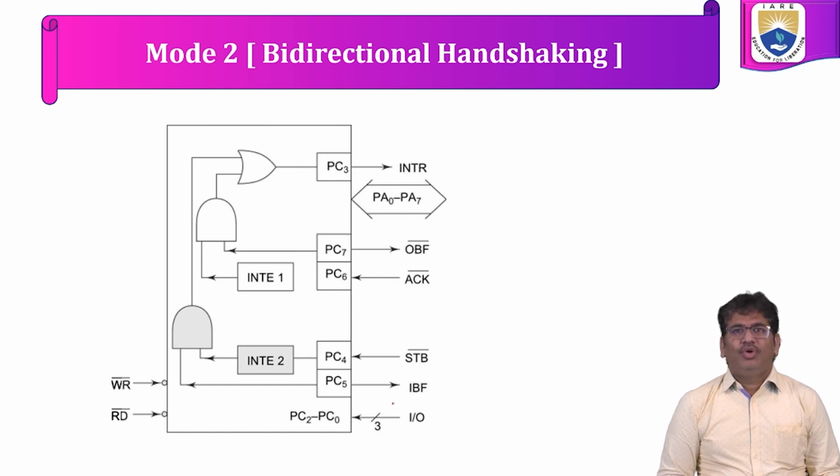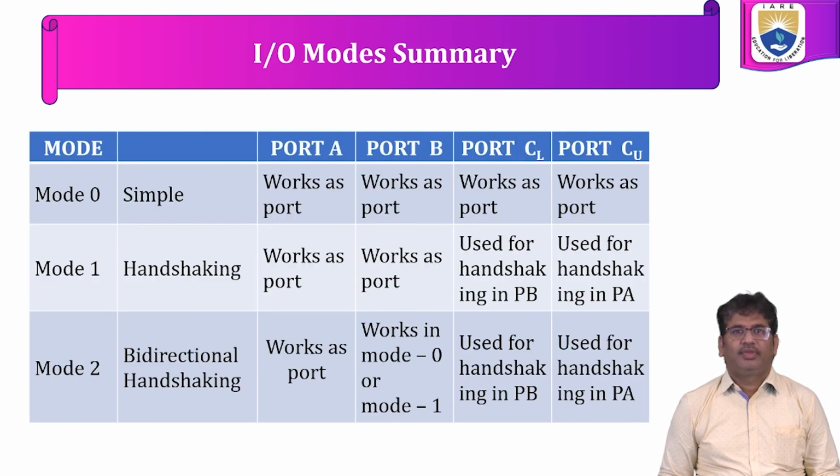So mode 1 and mode 2 will be used for slow response devices. As the speed is not matching, we are using a few handshake signals. Now we will see the comparison of various modes of operation, how the ports will be used and for what purpose the ports will be used.